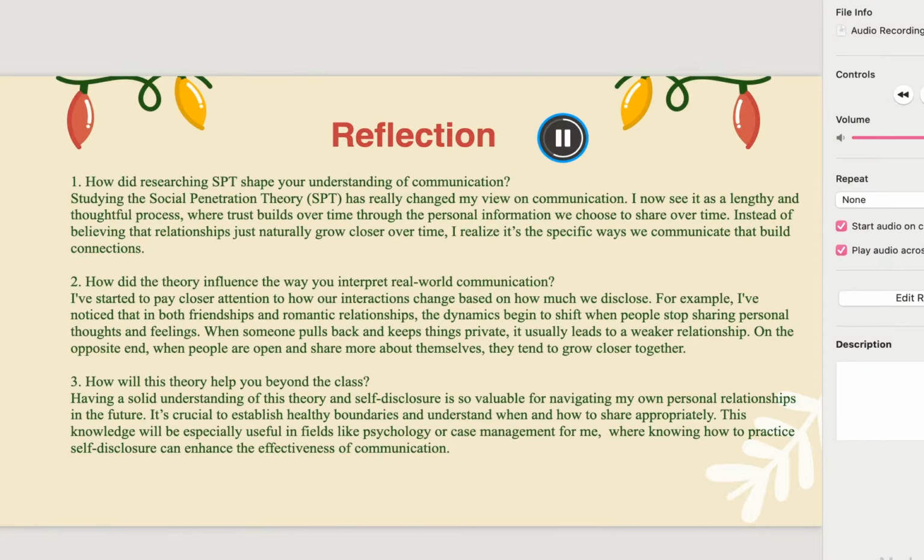It's also had me self-reflect on where a lot of my relationships may have gone wrong, and how when you pull back in a relationship and keep things more private, it tends to weaken it. So I've done a lot of self-reflecting on how I can strengthen my relationships in terms of vulnerability and things like that.